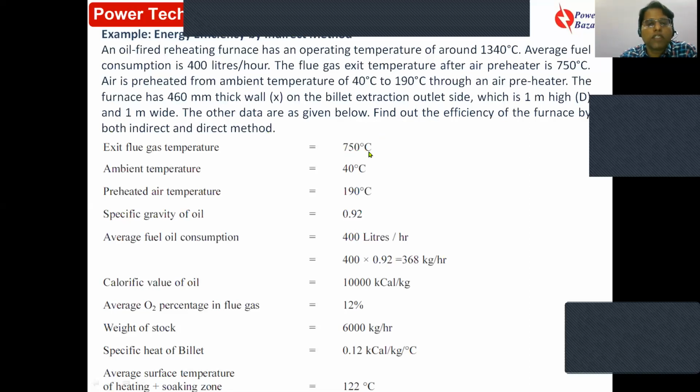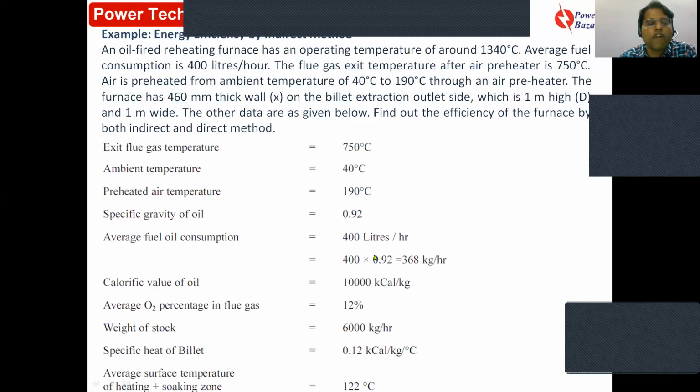So what is the exit flue gas temperature? 750, ambient 40, preheated air temperature 190, and specific gravity of oil given as 0.92. If I multiply, I get the average fuel oil consumption as 368 kg per hour. Now, what is the calorific value of oil? It is 10,000 kilocalories per kg. Oxygen measured in the flue gas is 12%, and the weight of the stock is 6,000 kg per hour. Specific heat of the billet is 0.12 kilocalories per kg per degree Celsius, and the average surface temperature of the heating and soaking zone is 122 degrees Celsius.